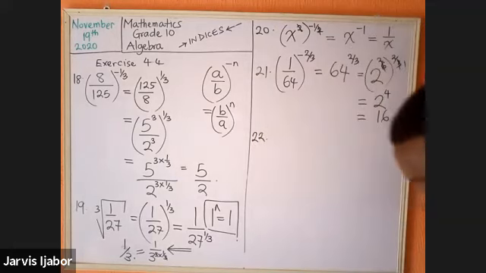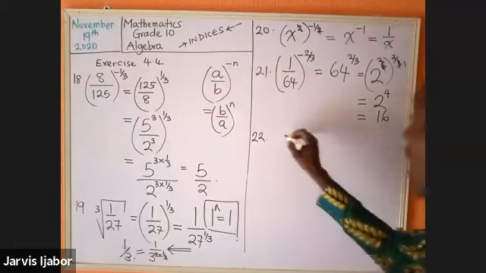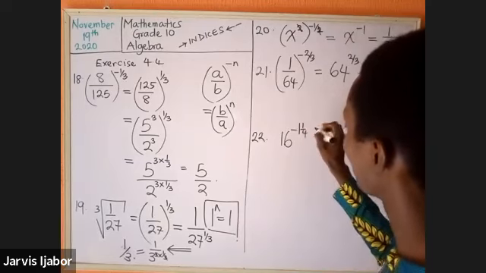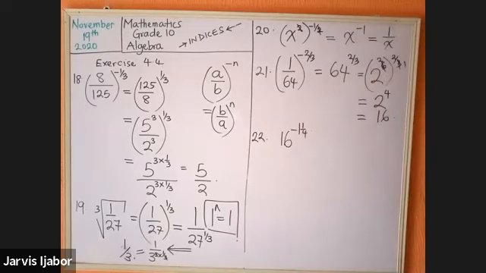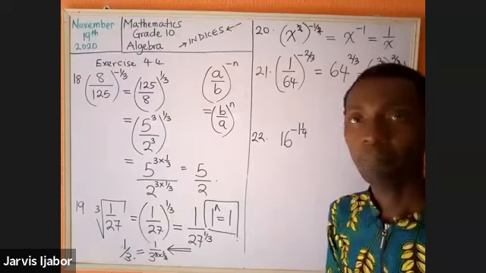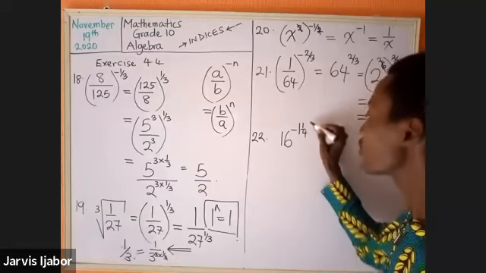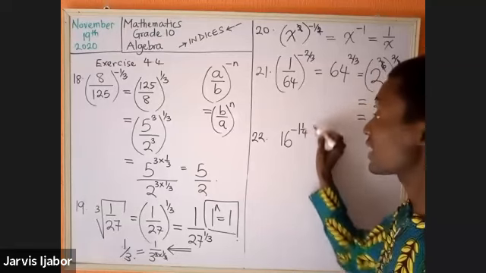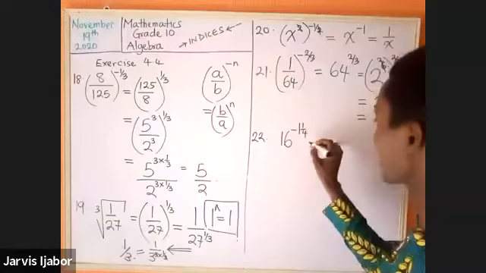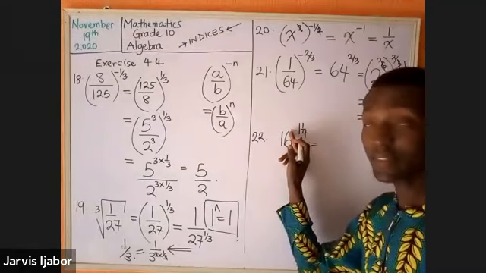So 22, we're going to have 16 raised to the power of -1/4. Now, this is a very interesting question. To solve this question, you must convert this to improper fraction. That's the first thing being tested here. Need to change this to what? Improper fraction. So what does that give you? Don't bother about the negative yet.